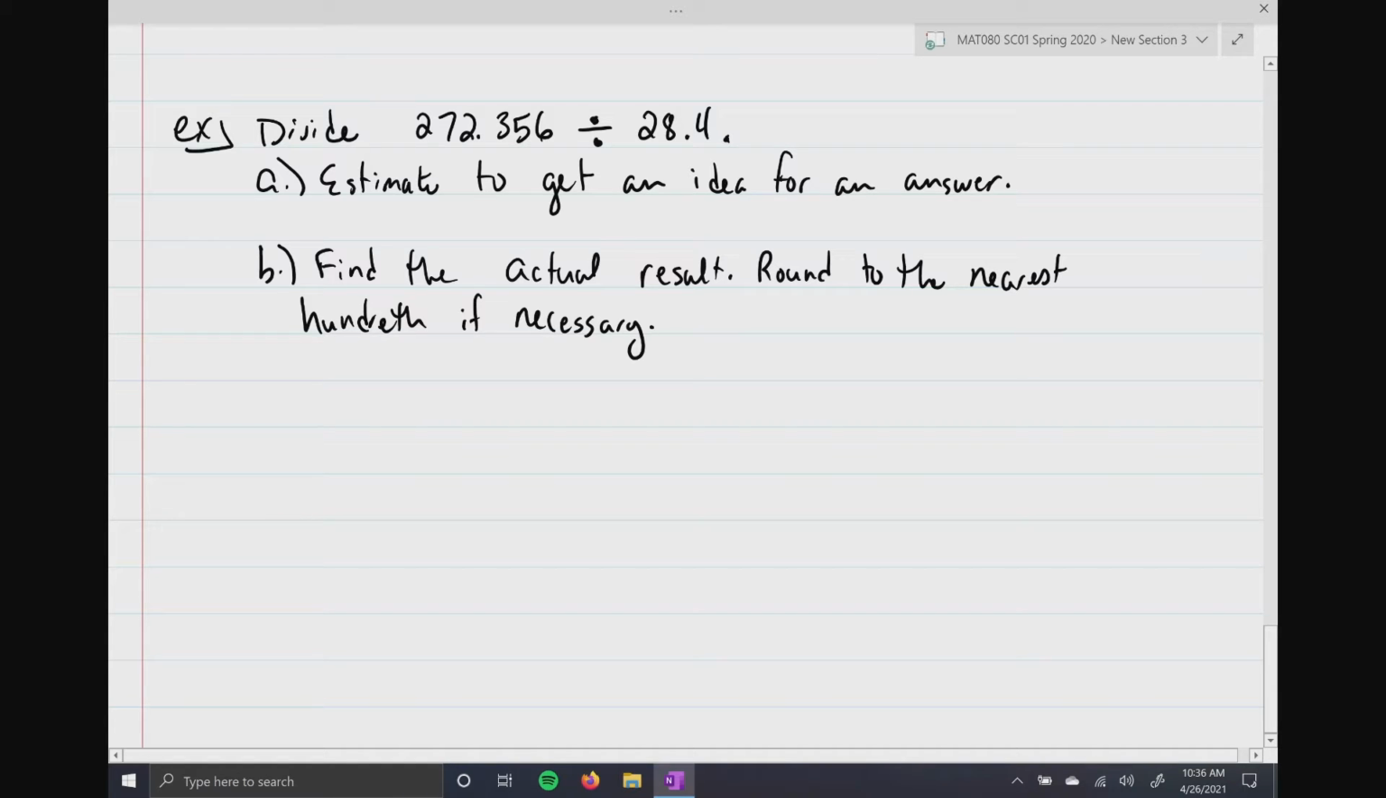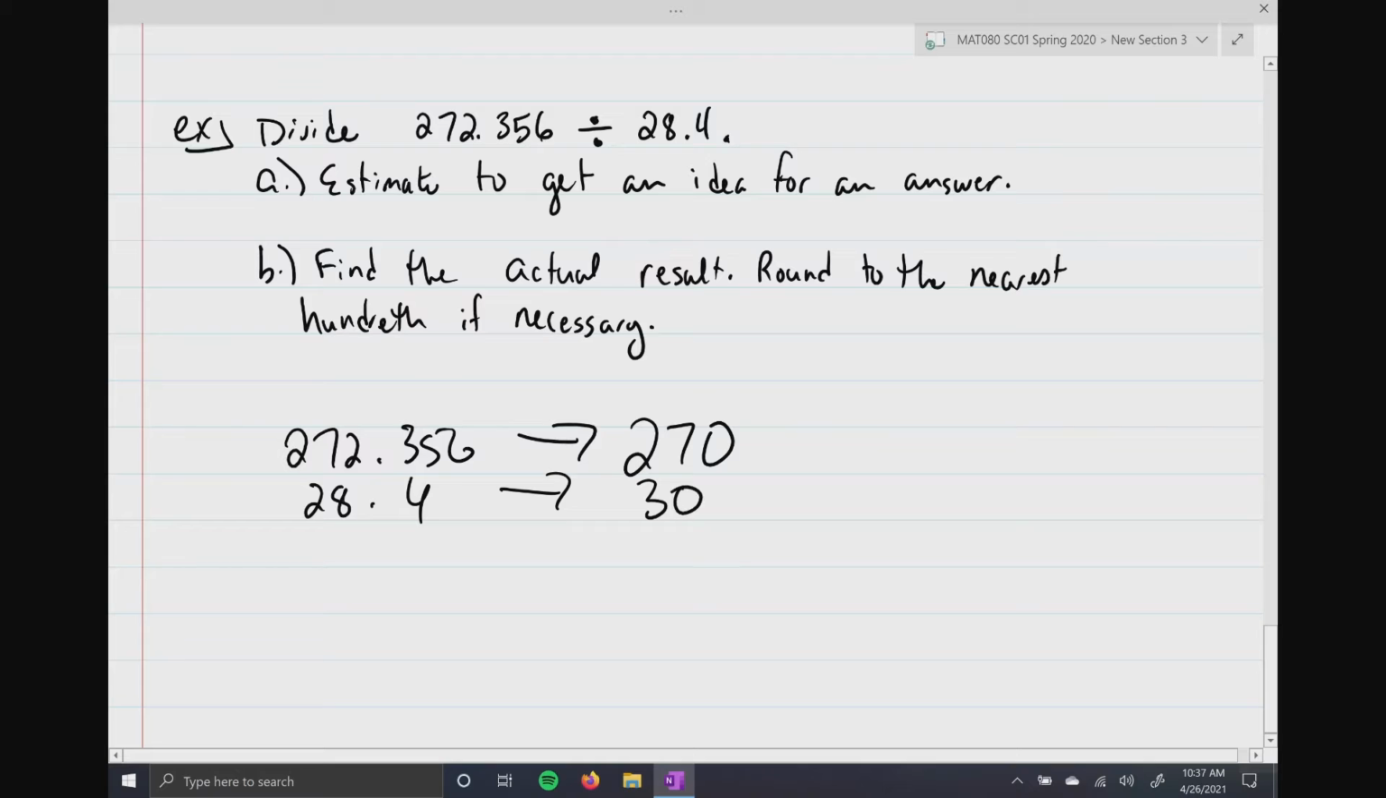So here's what I'm going to do. I'm going to round each of these numbers to the nearest whole number. That's it. So like the 272.356, I'm just going to make that 270. I'm just going to make it easy on myself. That's all. And then the 28.4, I'm just going to round that to 30.